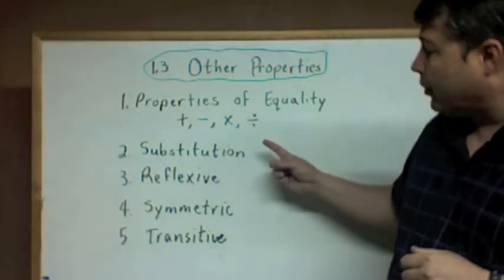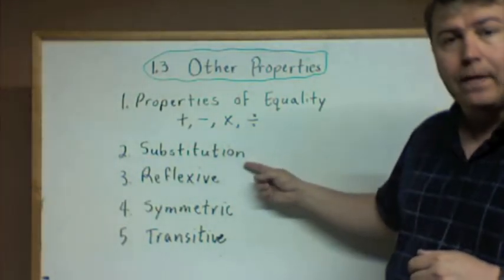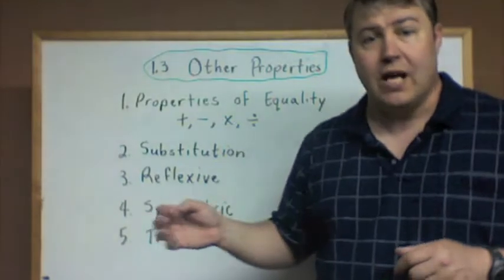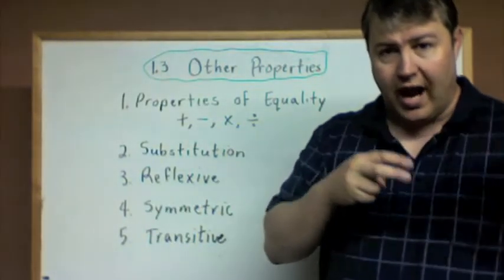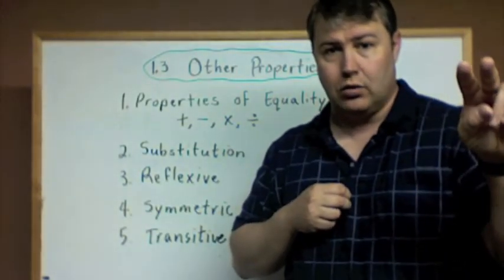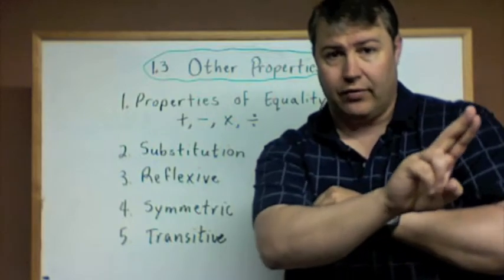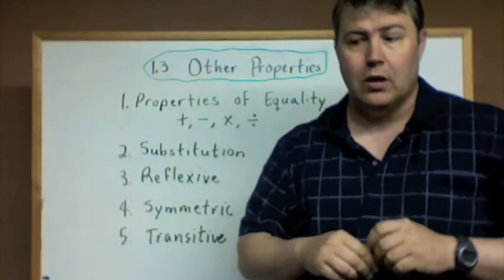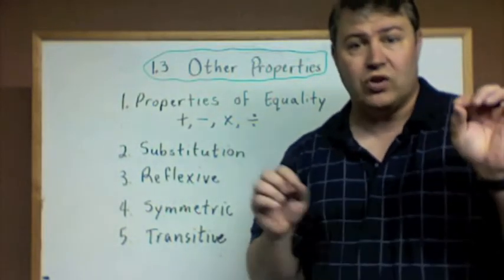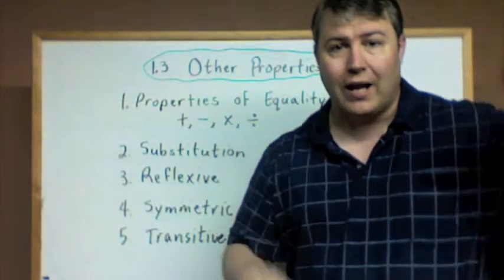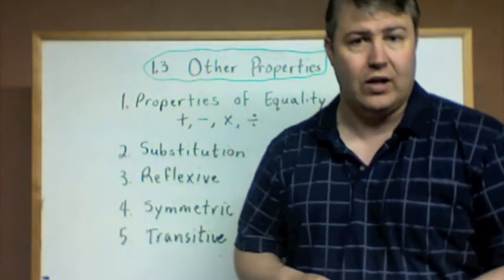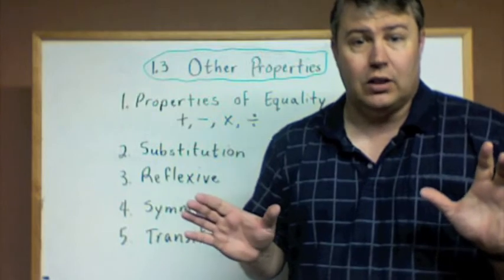Now the second property is substitution. This law says that if two things are equal and I have one thing in an equation, I can substitute in the other thing, all right? Like if x equals 4 in an equation, I can put 4 in for x in that equation, and it's the same thing. That's legal to do.